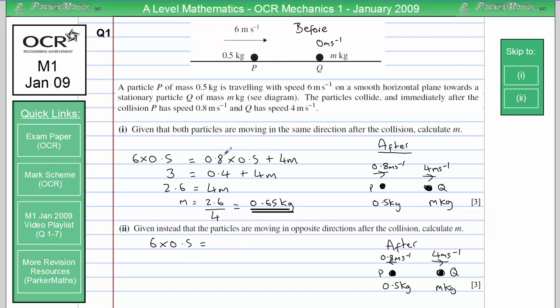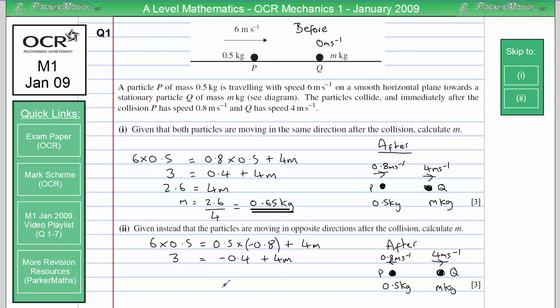In part 1, all of these quantities here were positive, and that's because everything was travelling to the right. This time particle P is travelling to the left, so we are going to write its velocity as minus 0.8. So the momentum of particle P is going to be 0.5, the mass, times minus 0.8 to reflect that it's moving to the left, plus 4 lots of m, because particle Q is still moving to the right. So let's simplify everything. We get 3 on this side. 0.5 times minus 0.8 is minus 0.4, and we still have the plus 4m.